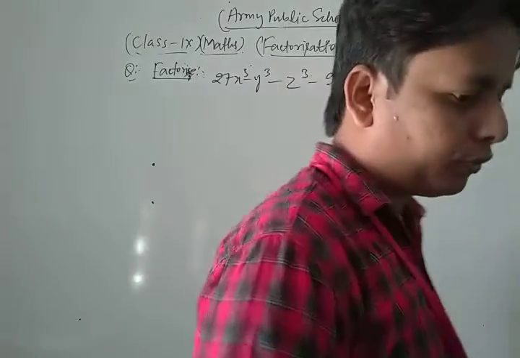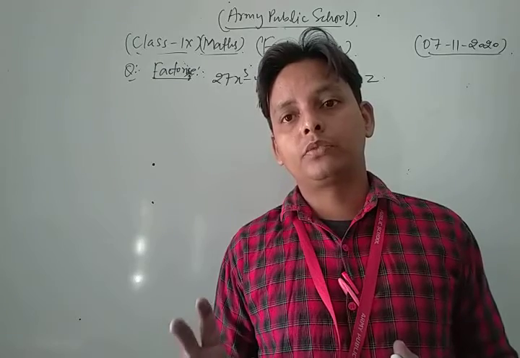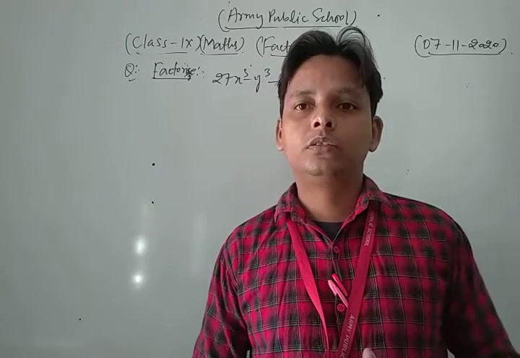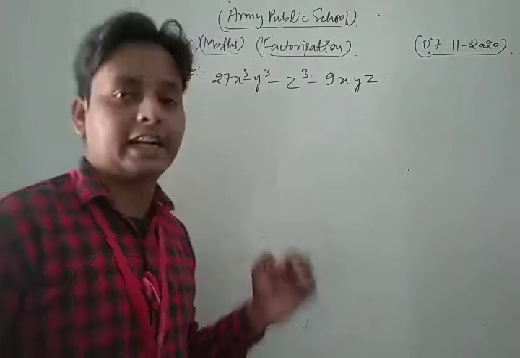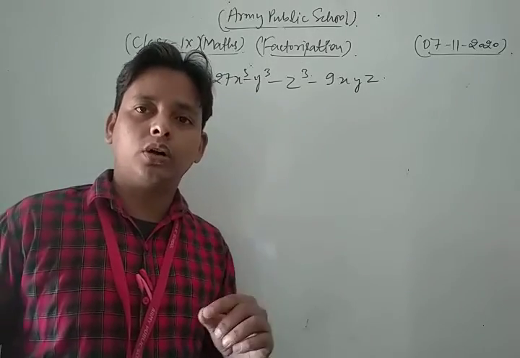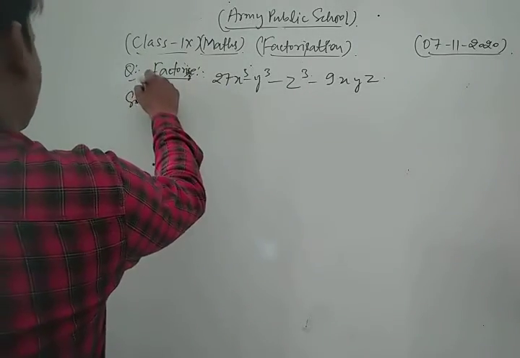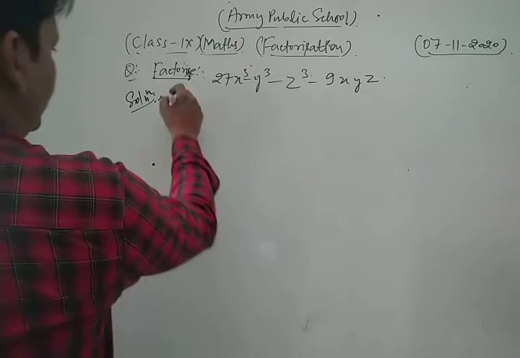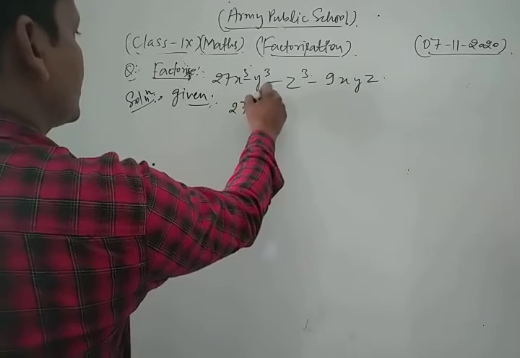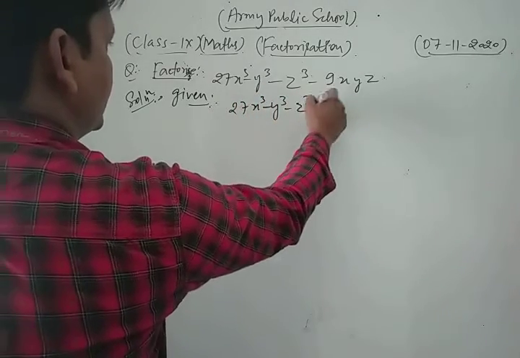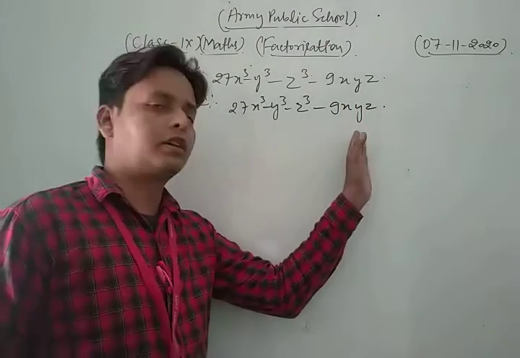So dear friend, in this type of question, first of all you observe the whole question. After that you think about which identities the question is based on. Okay, so first of all we arrange the given question this way. First of all we write the given expression: 27x cube minus y cube minus z cube minus 3xyz. Okay, this is our given expression.